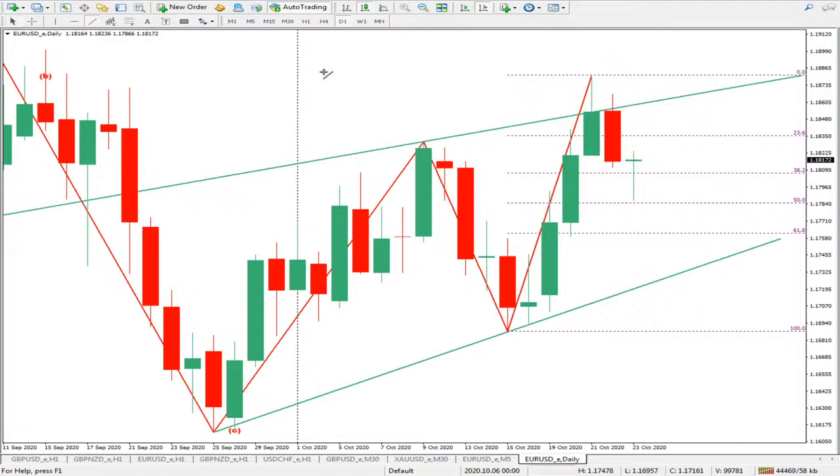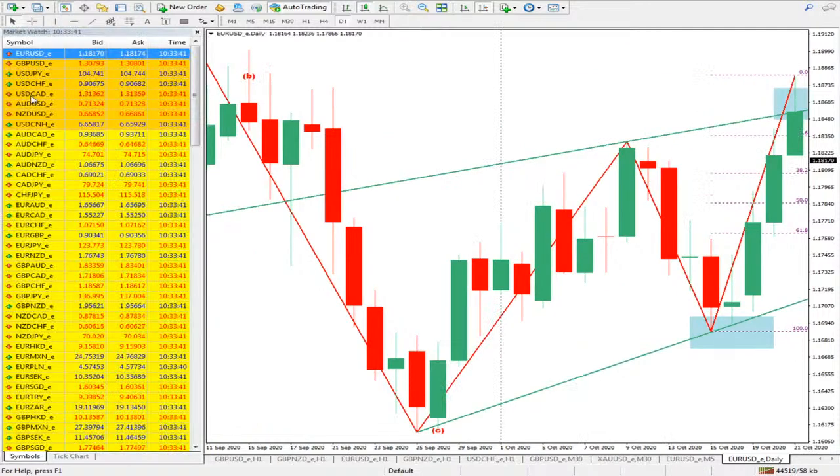So you may want to wait for price to get to this level, then bounce off from that point to the upper side, which means this may become the best place to look for a buy from, or this was a good place to buy from, or this will be a good place to look for a sell from. So thank you very much. We're going to look at the next chart.